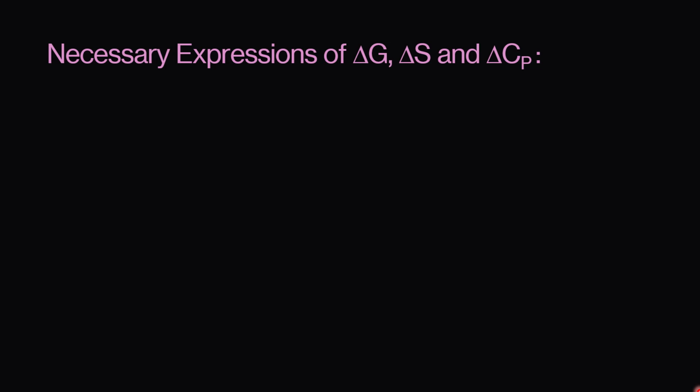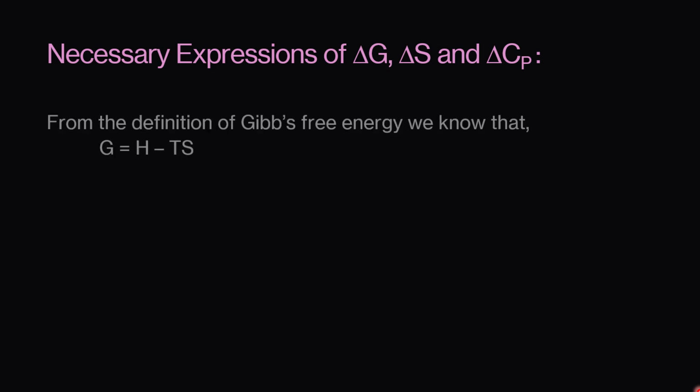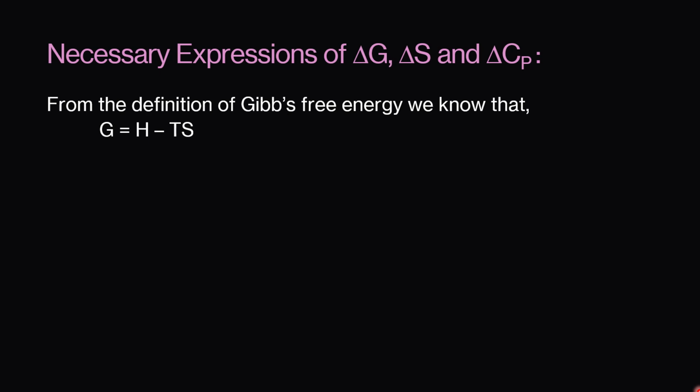Some necessary expressions involving delta G, delta S, and delta Cp will be restated here because they will be applied accordingly. So we know the mathematical definition of Gibbs free energy, which is G equals H minus TS. G is Gibbs free energy, H is enthalpy, T is the temperature of the system, and S is entropy.